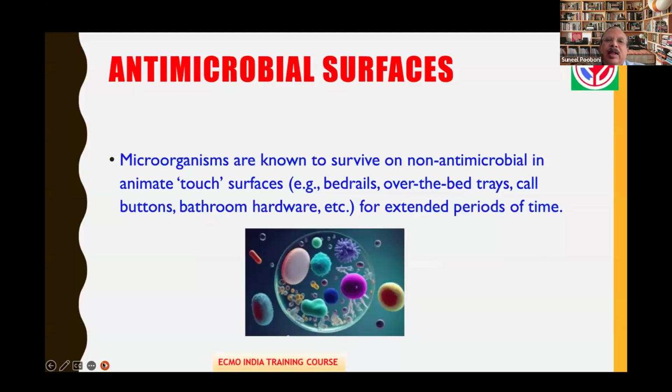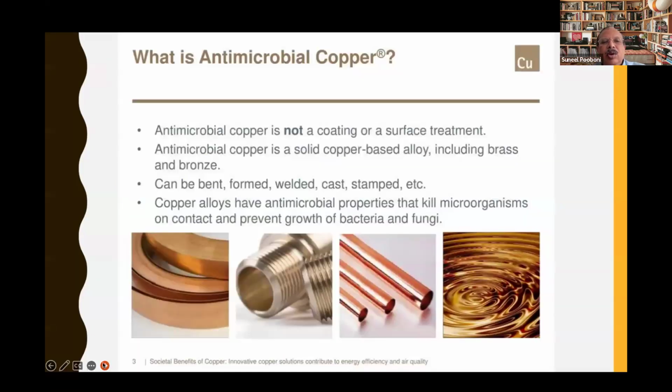Just a couple of slides on the antimicrobial surfaces. Microorganisms are known to survive on non antimicrobial inanimate touch surfaces such as bed rails, over the bed trays, call buttons, bathroom hardware, etc., whichever the patient uses for extended periods of time. Studies have shown copper, if these surfaces are made of copper, it kills the bacteria, viruses, and fungi to the extent of 99% in an hour's time.